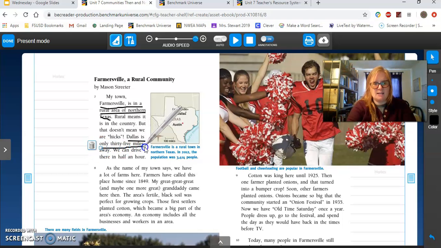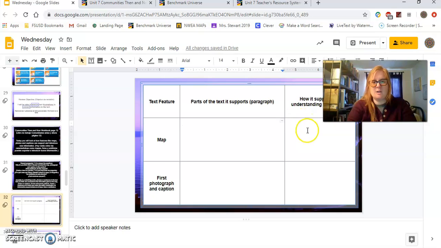Why do you think I'm underlining this? I'm underlining this part because it shows on the map how close Farmersville is to Dallas. And that he put here and supported it with the map. So that is why there's actually two pieces that support the map here. And I will write this sentence and this sentence in my chart, okay? And then I'm going to write in my own words, right? How does it support my understanding of the concepts? So why does the map help support what I just read, okay? So that's what you're going to write.